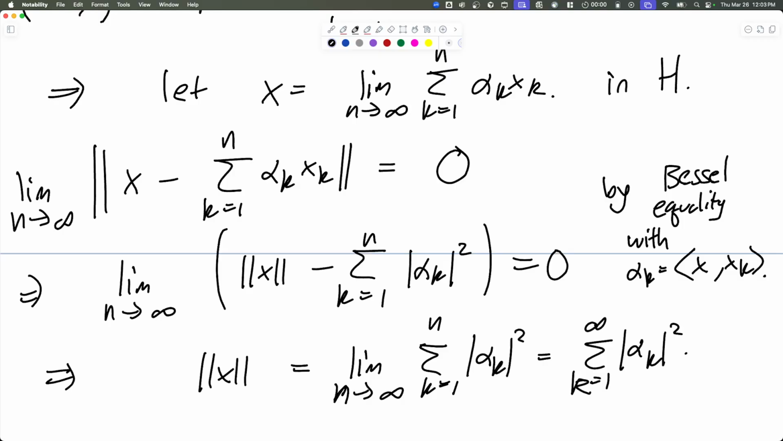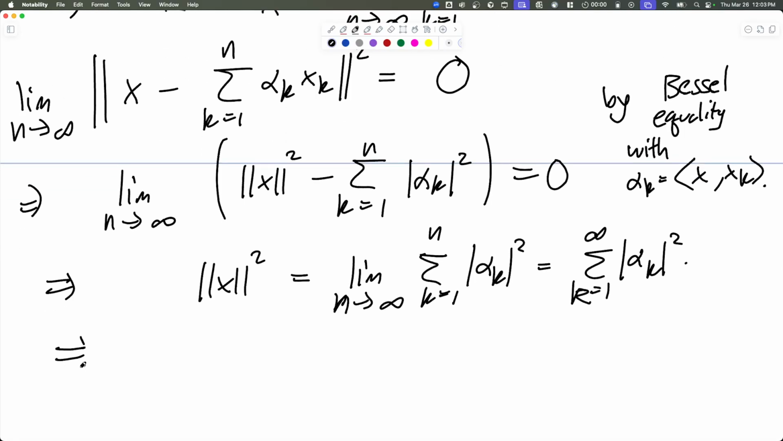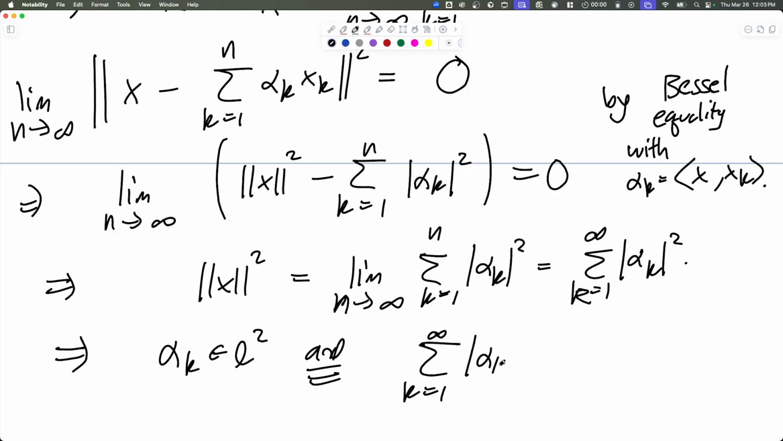So in other words, the infinite sum exists, and not only does it exist, it is equal to the norm squared. I forgot the squared here. Let's put squareds everywhere, so it is actually a true statement. Therefore, alpha k is in L2, and not only that, the infinite sum is equal to the norm of this element x squared.